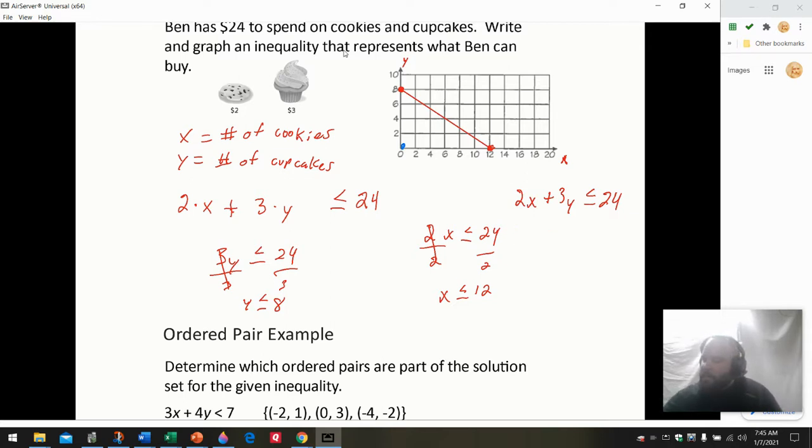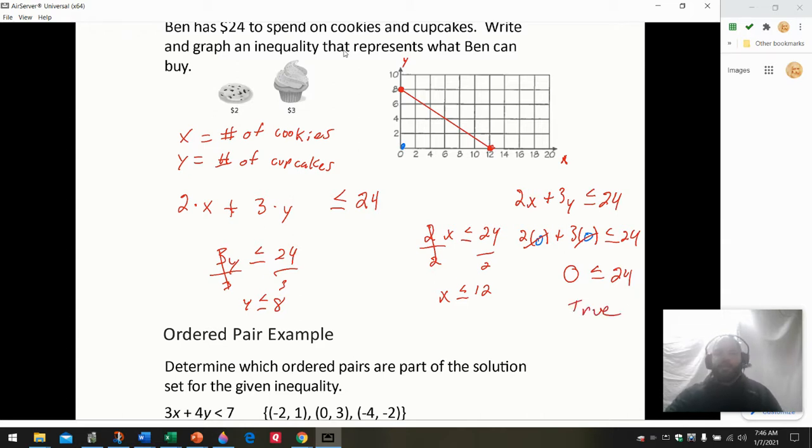So that's exactly what I'm going to do. I'm going to plug in the point 0, 0. So everywhere where you see an x and a y, I'm going to plug in a 0 and a 0. So I'm going to put a 0 right here, and I'm going to put a 0 right here. Now, what you're going to see is 2 times 0 is 0. That cancels. 3 times 0 is 0. That also cancels. So I'm simply left with 0 is less than or equal to 24. And what you see there is this is true.